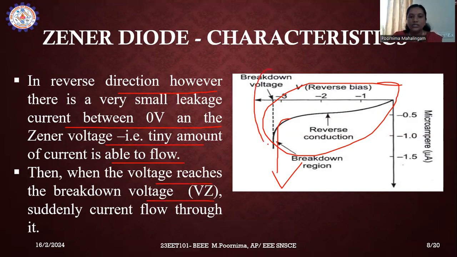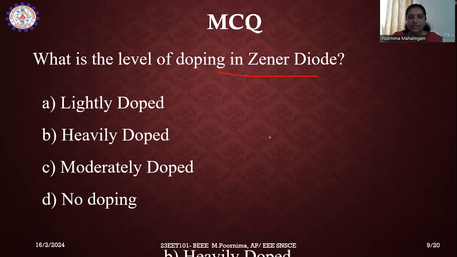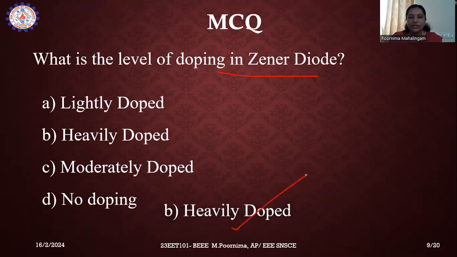When the voltage reaches the breakdown, the current flows through it. When this voltage reaches the breakdown, that is known as avalanche breakdown or Zener breakdown, and the current increases. Here, a small MCQ or activity: the level of doping of a Zener diode is heavily doped.